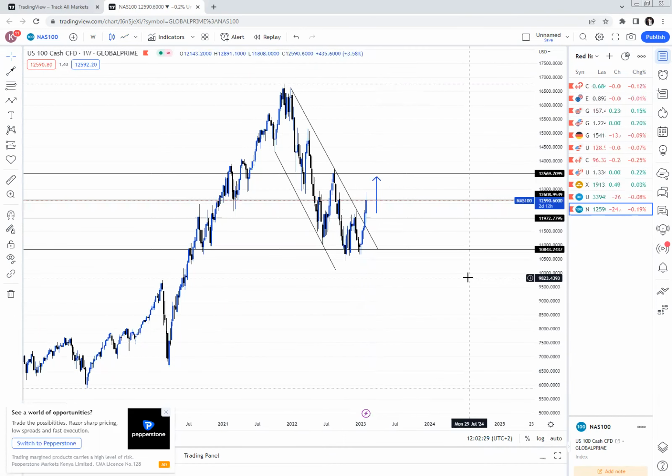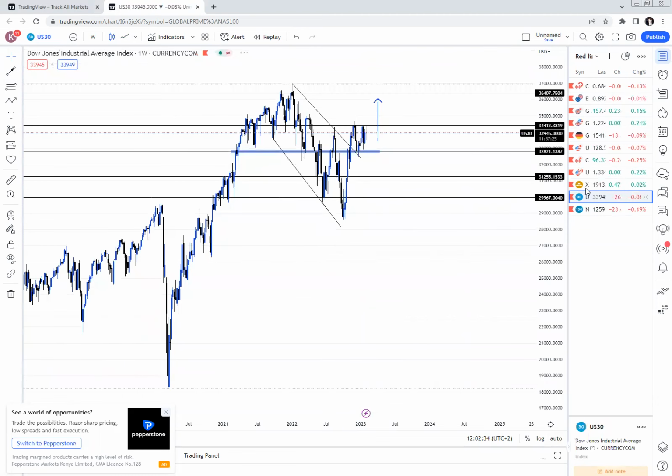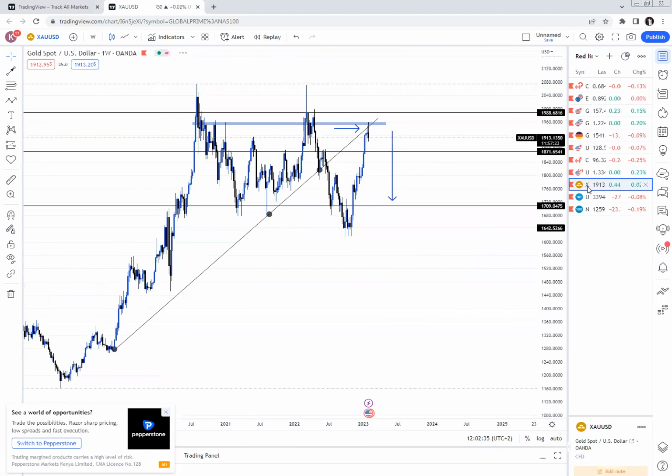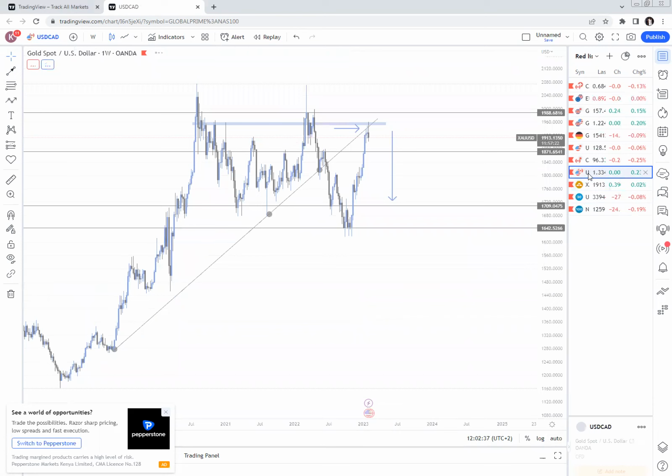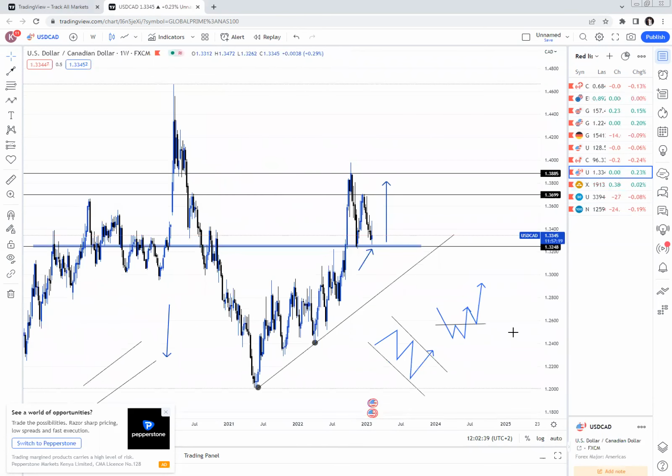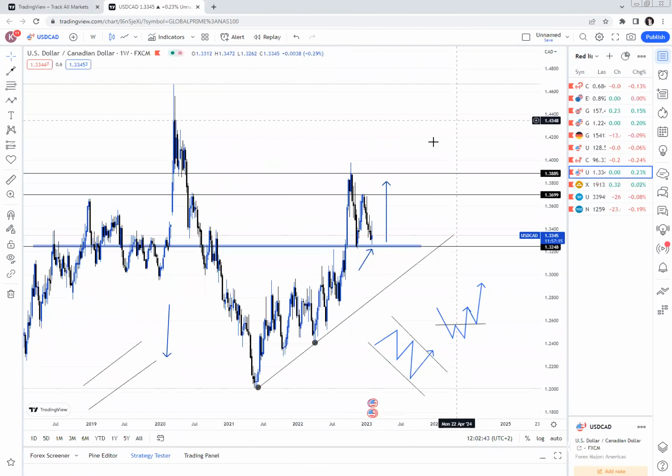So USA30, we're buying, NASDAQ, we're buying, gold, we're buying, USD, we're buying. Understand? So yeah, that's my expectations on this coming event, NFP, understand?